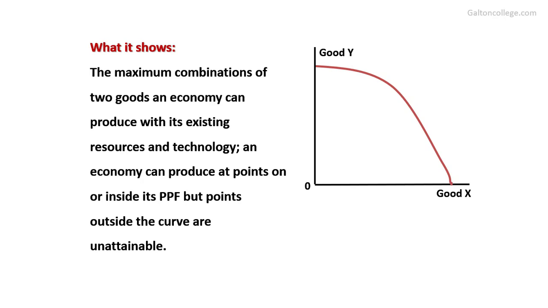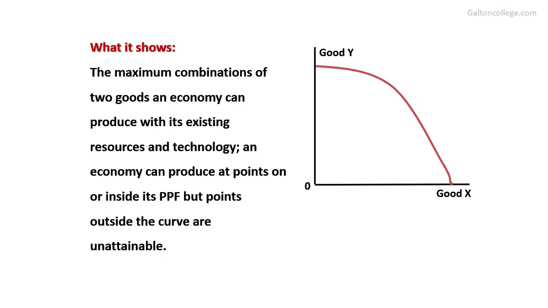This curve shows the maximum combinations of two goods an economy can produce with its existing resources and technology. So the curve is the maximum that we can produce in this very fictitious economy we've got here. This economy only produces two goods. Quite different from where we live. But imagine it. Imagine this economy. It only produces two goods, good X and good Y.